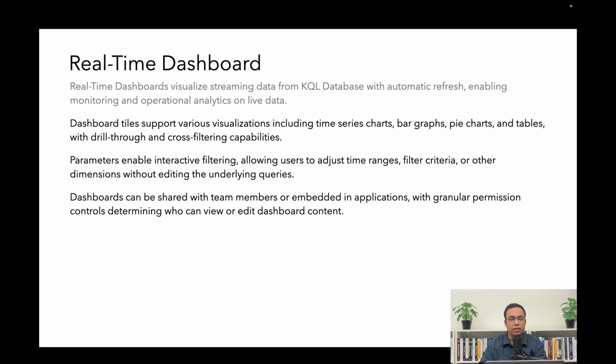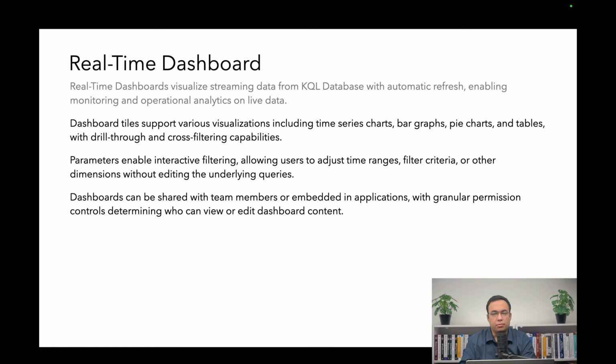Dashboard tiles support various visualizations. Time series charts are pretty common for showing trends over time. Bar graphs work well for categorical comparisons. Pie charts can show proportional breakdowns. Tables are ideal for displaying detailed data, and all of these support drill through and cross filtering capabilities, so you can click on a data point to filter other visuals or navigate to more detailed views.